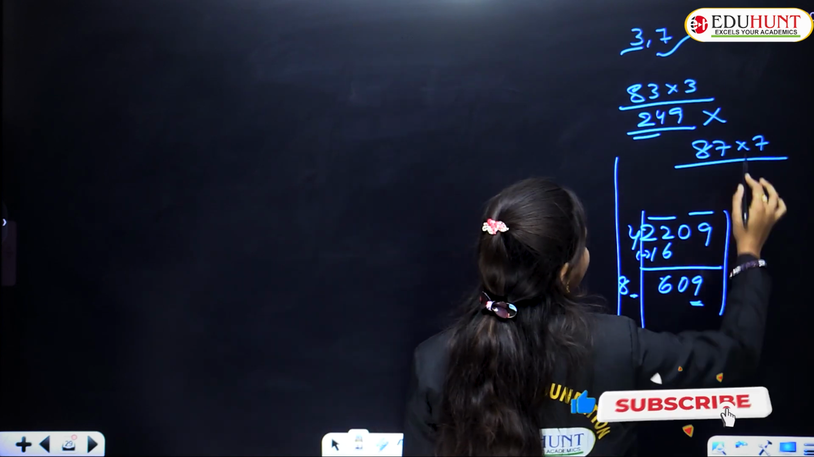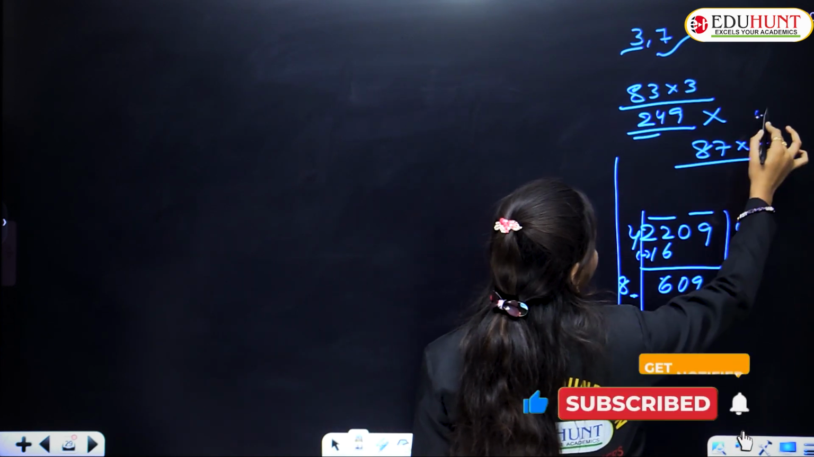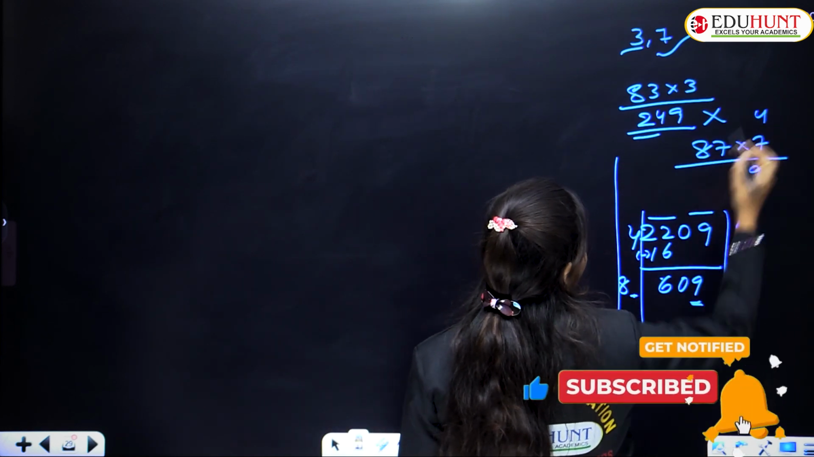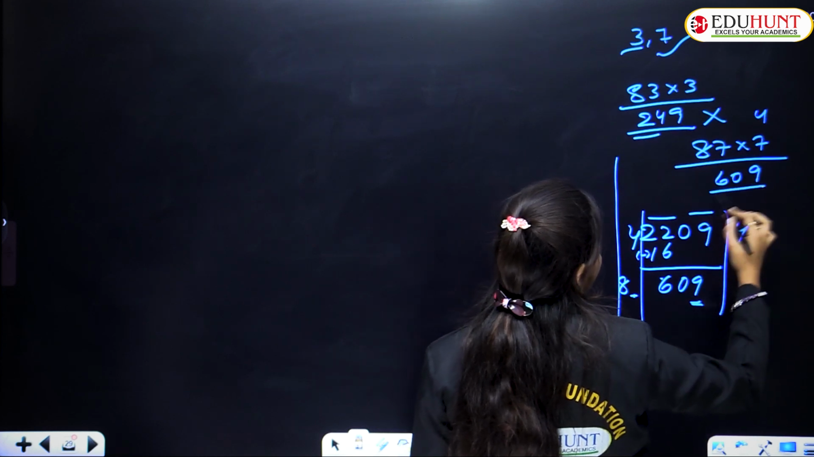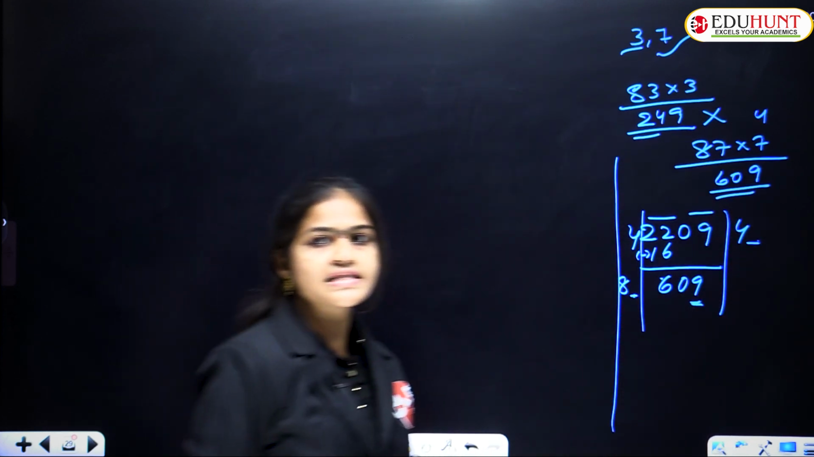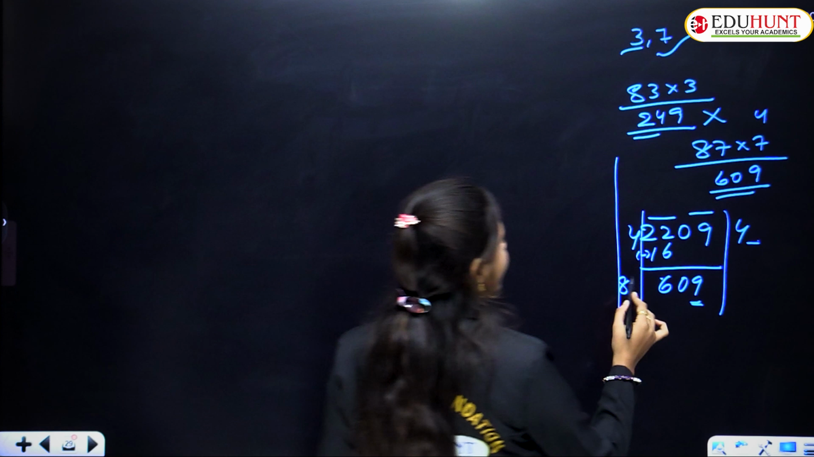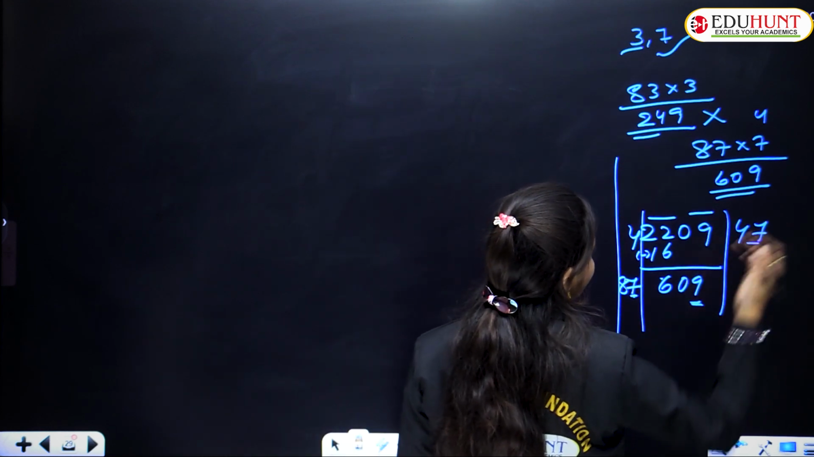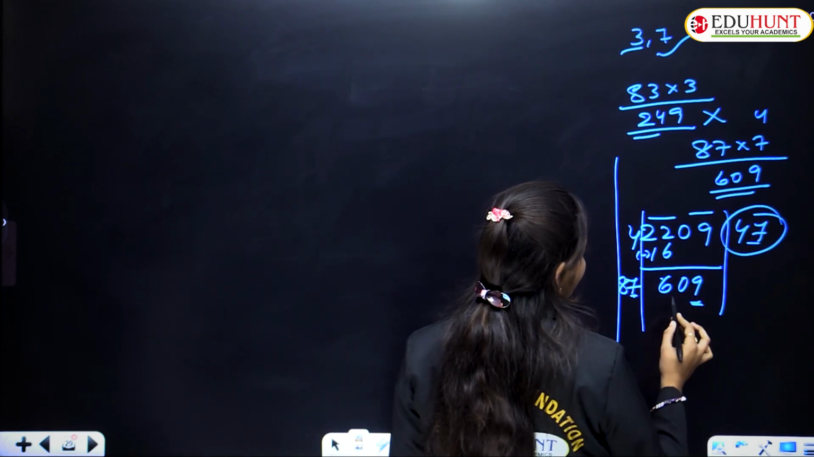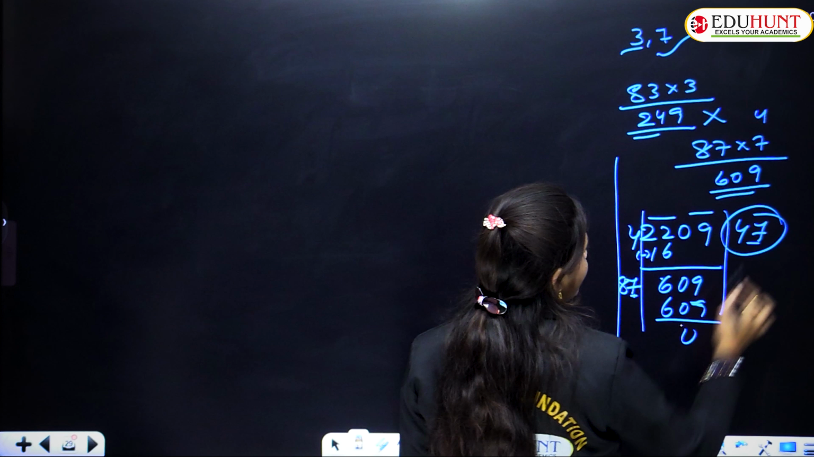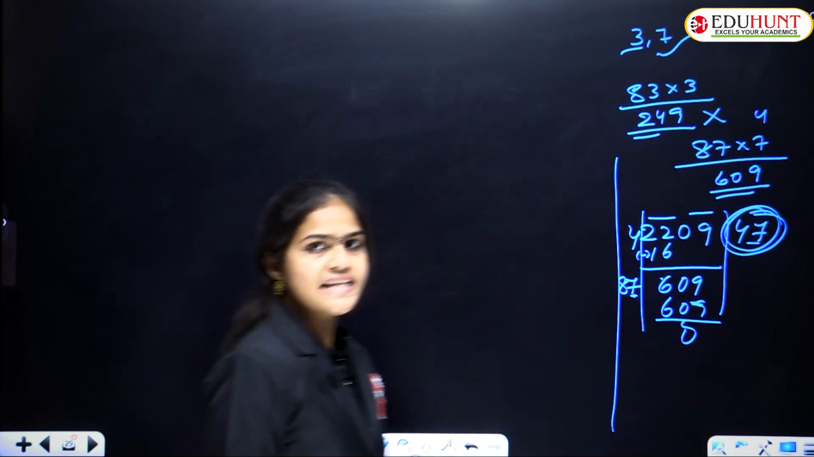Which number are we writing here? The same number should be written here, no? So 7 sevens are 49, 7 eights are 56 plus 4 is 60. So here also we are having 609. So 87 into 7. So what is the square root here? The square root is 47.